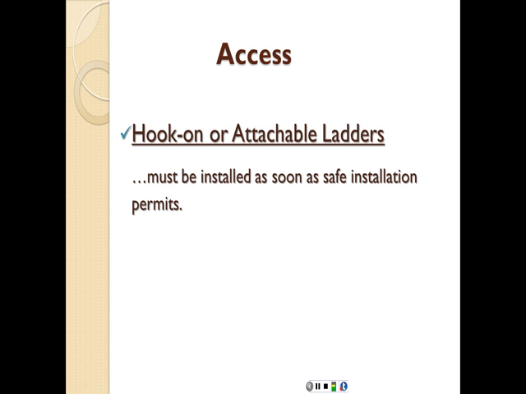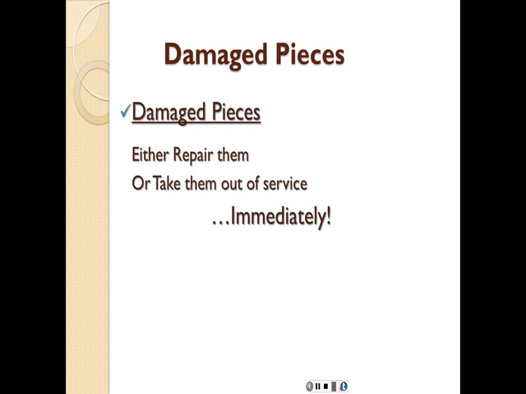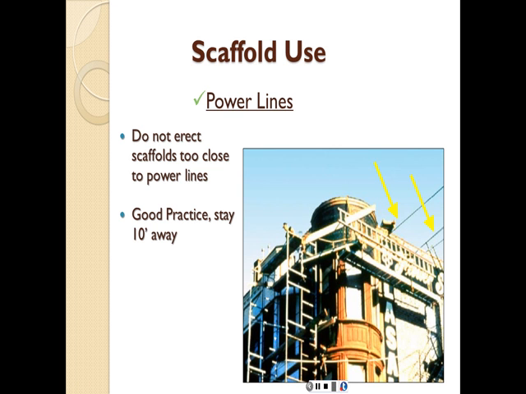Another way of access, as we mentioned, is hook-on or attachable ladders, which must be installed as soon as safe installation permits. For any damaged pieces, you have either to repair them or take them out of service immediately. You don't want to keep them on site so that people might use them. It can cause injuries or damage.